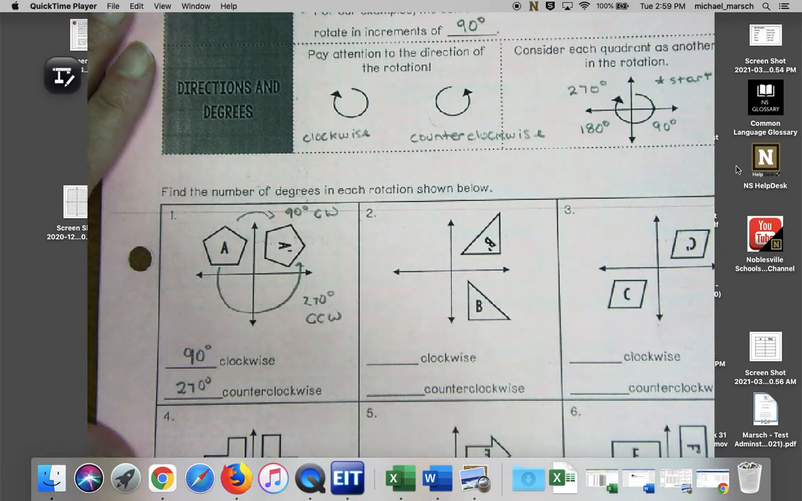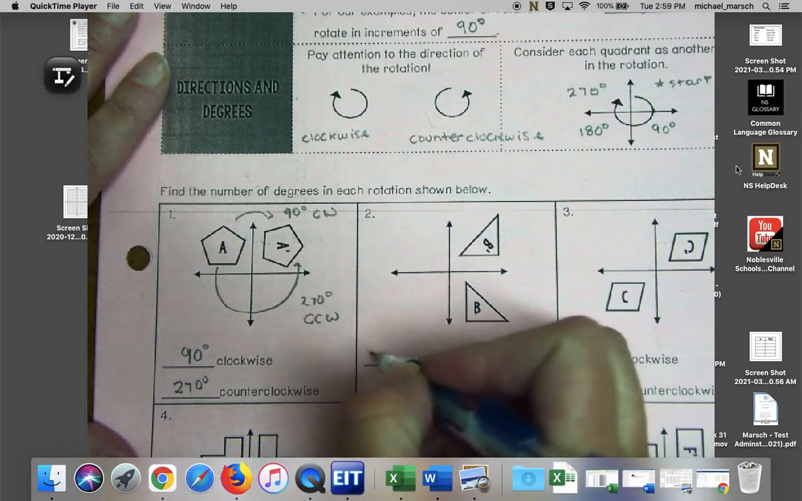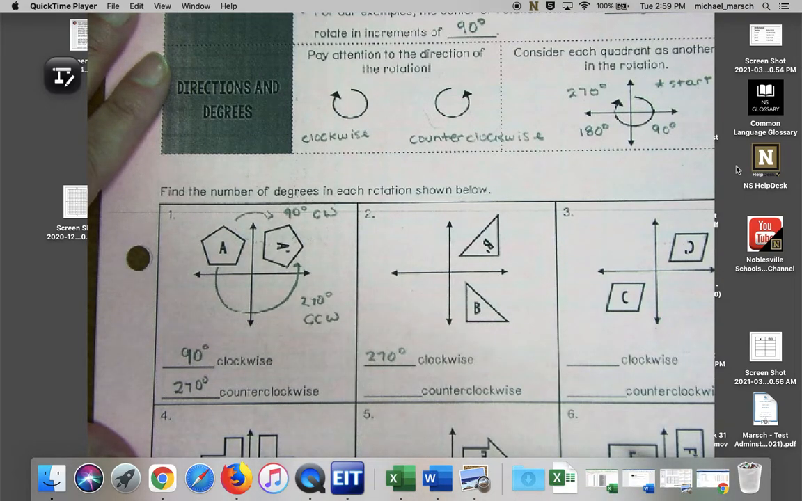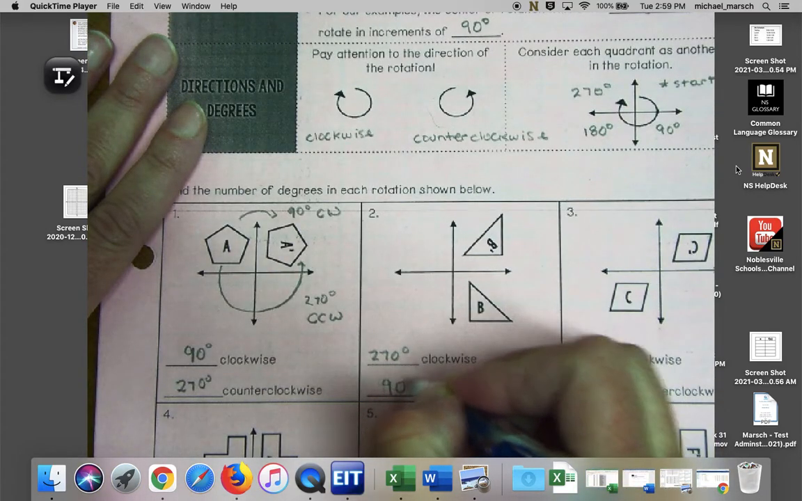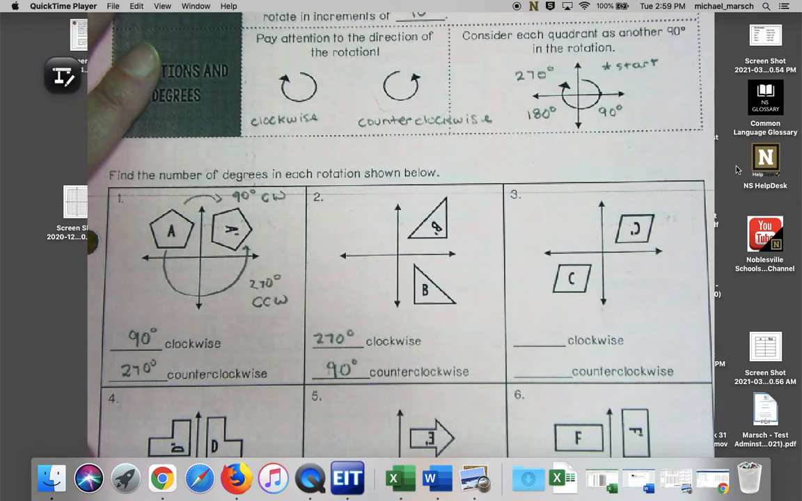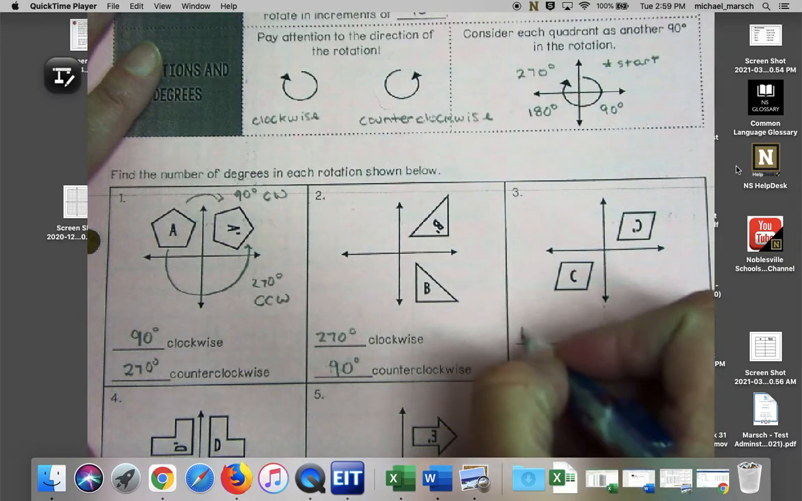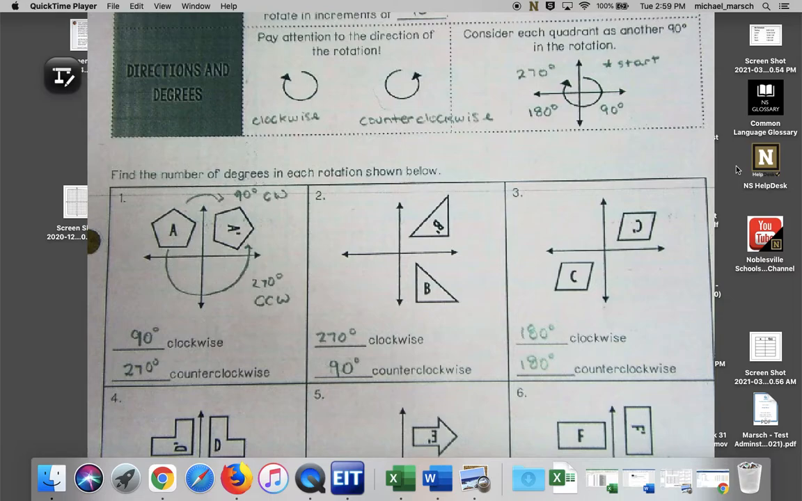All right, how about B to B prime? How did we rotate clockwise? 270, and then 90 counterclockwise. That looks like 900. Let me fix that. You'll see in a minute. Okay, how about C and C prime? 180. Yep. Oftentimes they don't classify those as clockwise or counterclockwise because it's the same distance, so they won't really specify.